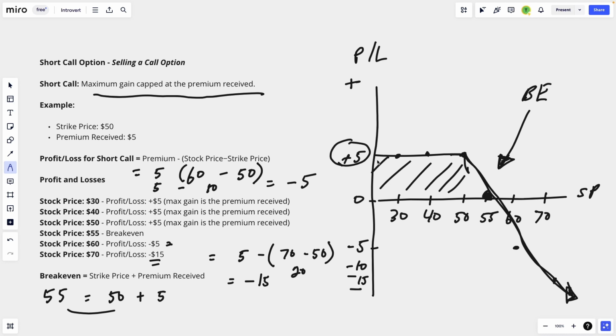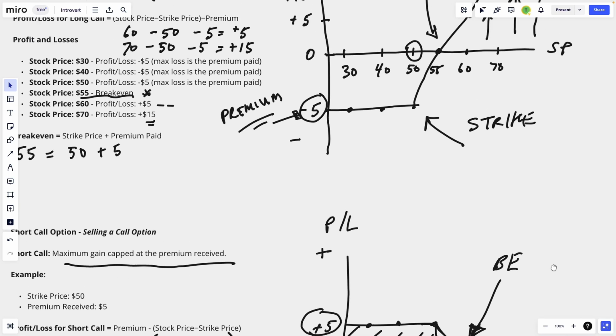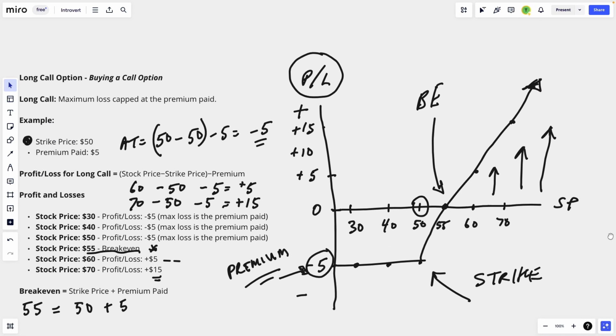You have $5 in profit there, and that's your max. And as the stock price rises, your profit and loss diagram slopes down to the right, meaning you are losing as the stock price rises. And if we scroll up to our first example, it's an inverse relationship.